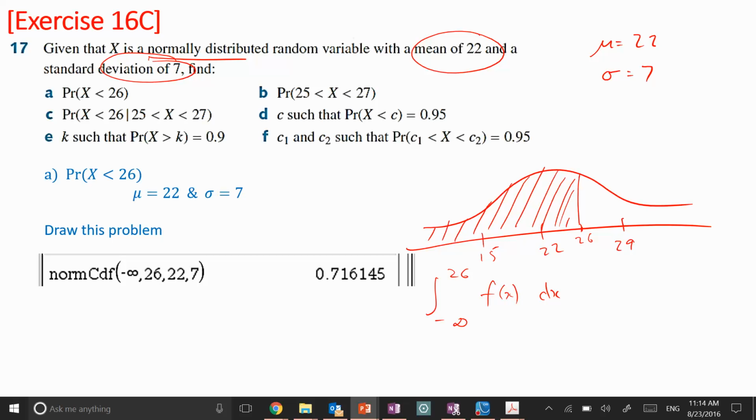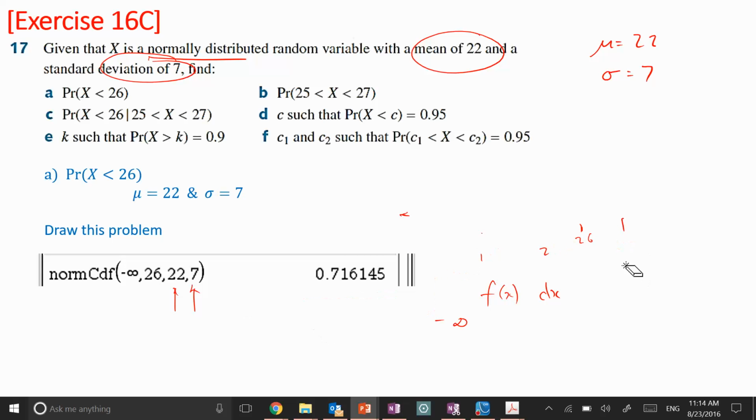So I answered the question. I said from negative infinity all the way up to 26. If I know the mean, I know the standard deviation. There you go. That's my probability. About 72%. Okay, 72% of the data is there, less than 26. So, answer the second question now.